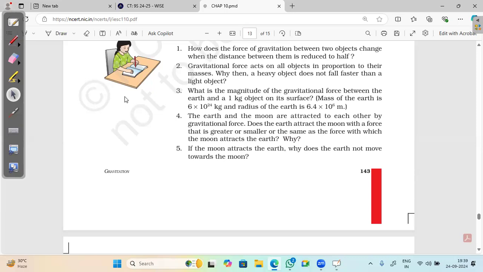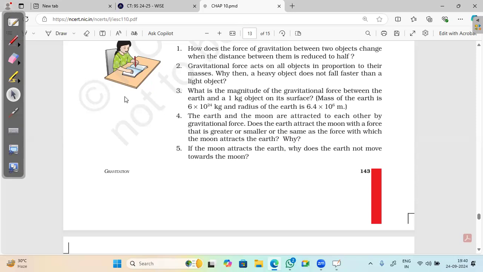Sir, can I answer this? Yes. Sir, it's the same because Newton's third law states that every action has an equal and opposite reaction. So the gravitational force exerted by the Earth on the Moon is the same as the gravitational force exerted by the Moon on the Earth. So it's the same. Yes, that's correct.